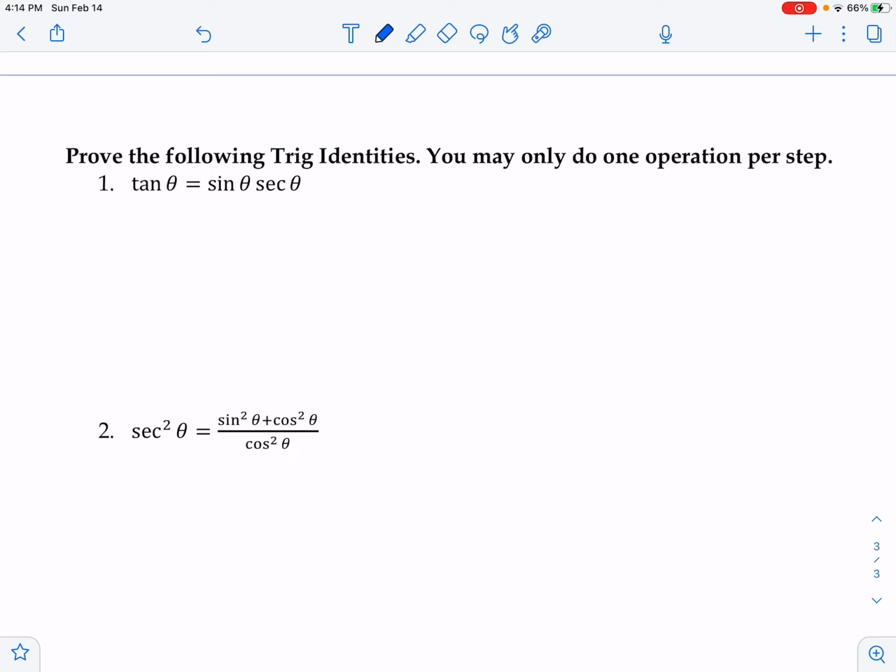And the other thing I'm going to add in here: work only one side. You don't get to work both sides of the equation. Pick one. But the nice thing is they tell you the answer. When I get done making my simplifications, I know what the answer should be. So I usually start with the complicated side.